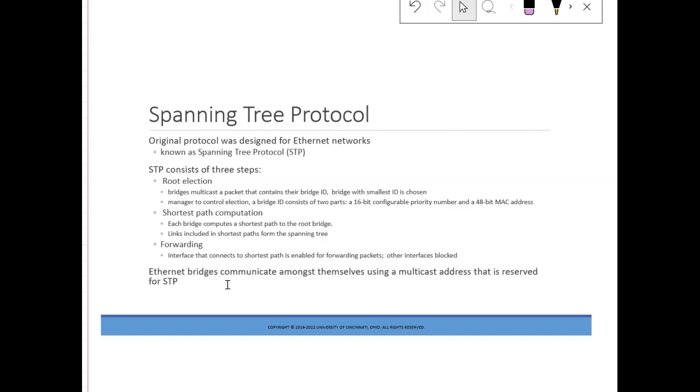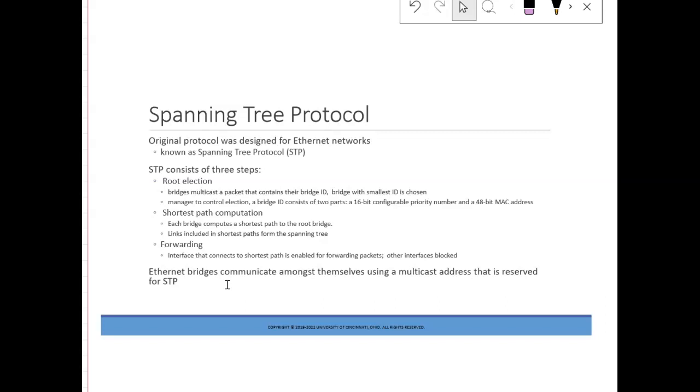STP consists of 3 main steps. First, a root bridge is elected. All bridges multicast a packet that contains their bridge ID, and the bridge with the smallest ID is chosen. A manager can control the election of the root bridge. A bridge ID consists of 2 parts, a 16-bit configurable priority number and a 48-bit MAC address. The network manager can assign a priority number to ensure election of a specific bridge.